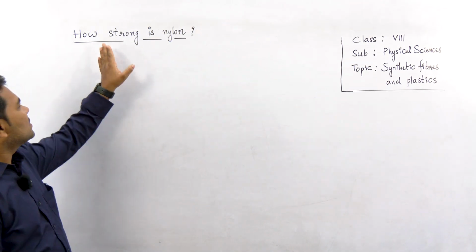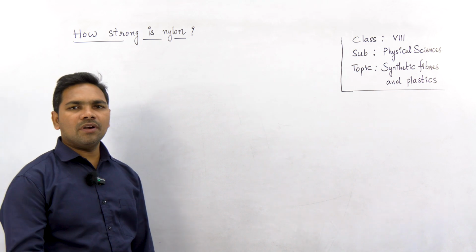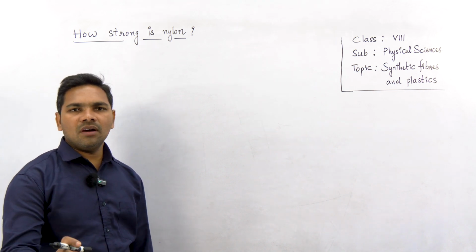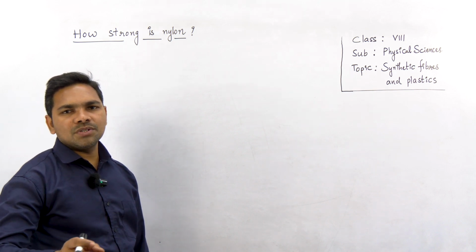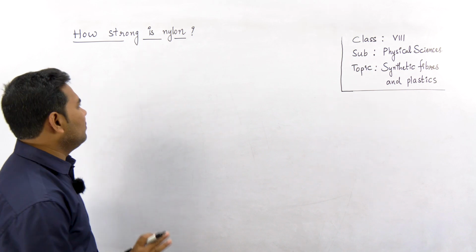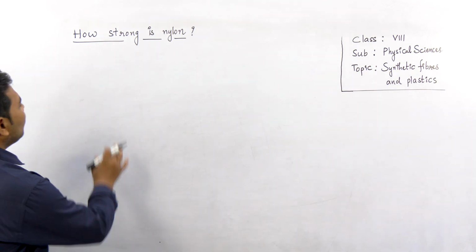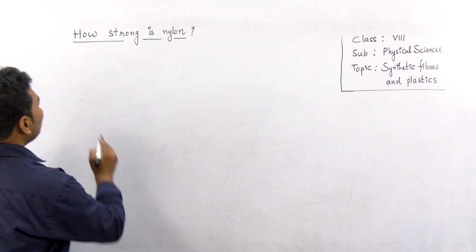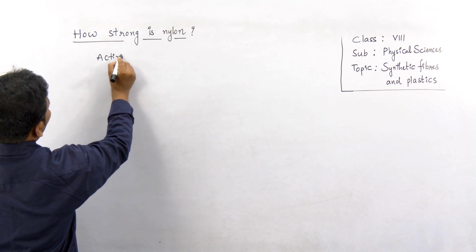Now let us discuss how strong nylon is. Till now we discussed the advantages of nylon. It is a very strong fiber, very long lasting. This unique property of nylon made it used to make many items like parachutes, climbing ropes, etc. Now let us understand the strength of nylon by discussing an activity, which you can do at home.